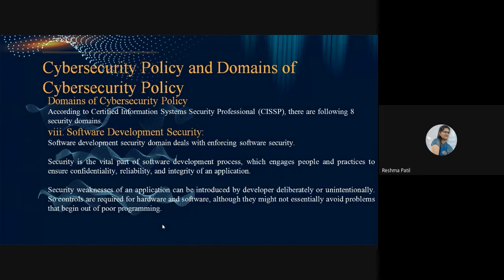So every time developer has to think about security of your data, which we are going to show on the website, or what software they are developing, which data we are dealing. If our partner data is there, then we have to secure that data. So for that security, what controls we have to give for the software? Everything is mentioned under this software development security. Everything has to be implemented under the software development security. So these are the 8 domains of cyber security policy.